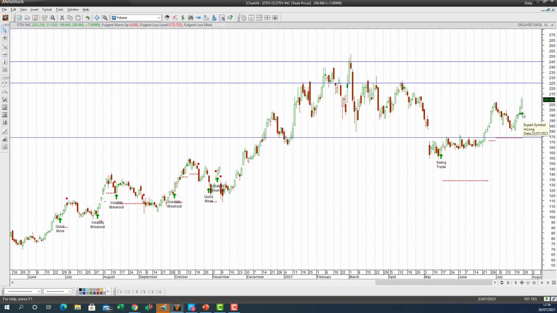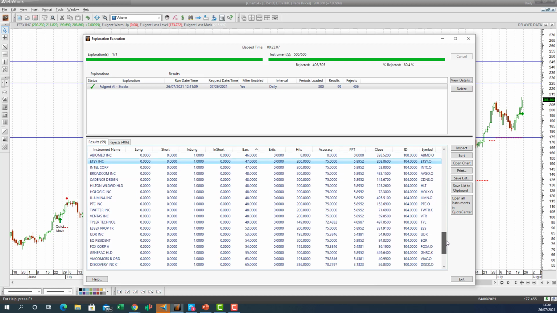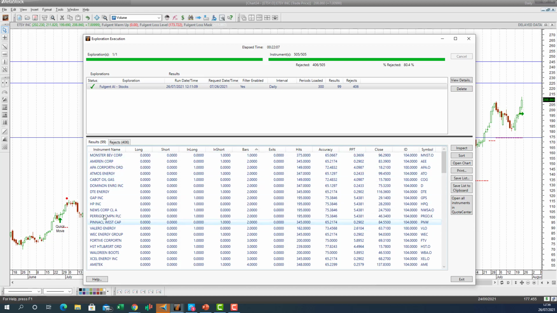So still long in Etsy, so you can see quite a lot of good trades generated by the artificial intelligence. And those are the current trades on. These are all the trades that the AI has been on for a while, as well as the list of the most recent trades. And if you look at the list, as long as there's a 1 in the long column, it tells you these are long trades. And if there's a 1 in the short column, these are short trades. So it gives you some idea what's long and short in the market right now out of the S&P 500.